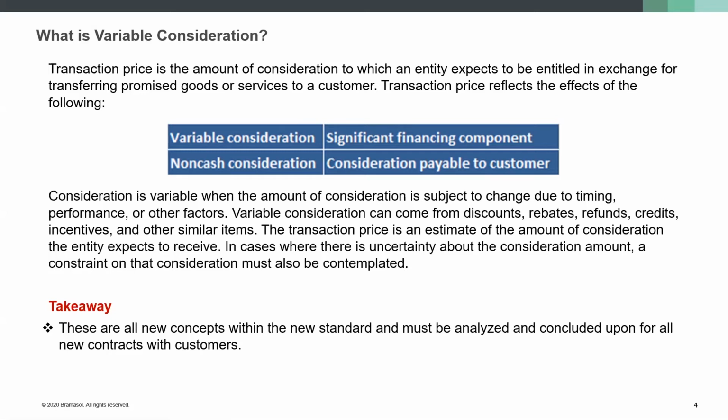So what is the transaction price in all this? The transaction price is actually the estimate of the total amount of consideration that the entity expects to receive. What does that mean? And what's my takeaway for this variable consideration concept? The concept is new and must be analyzed and concluded upon for all new contracts within the new revenue recognition framework.